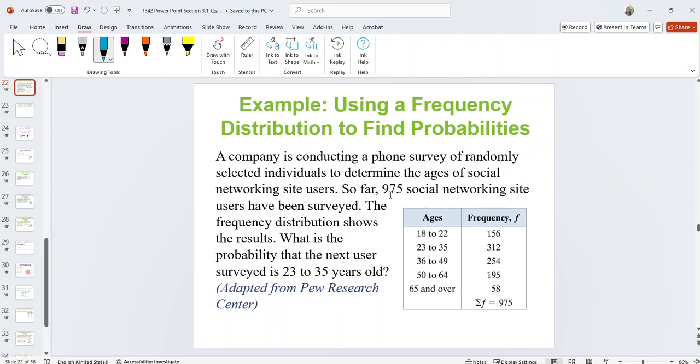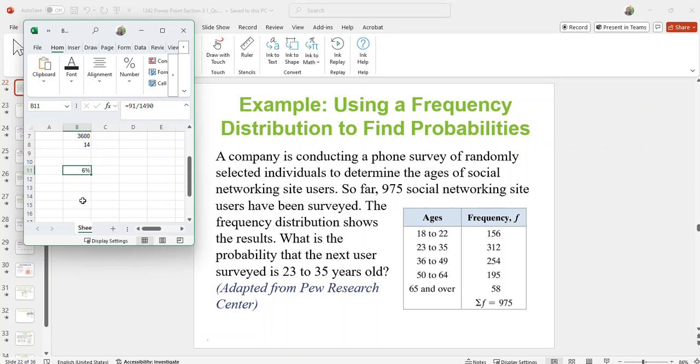So if we use 312 divided by 975, that will be 0.32, or about 32%. Okay, that way. So the probability that the next survey respondent will be in this age range is 32%.